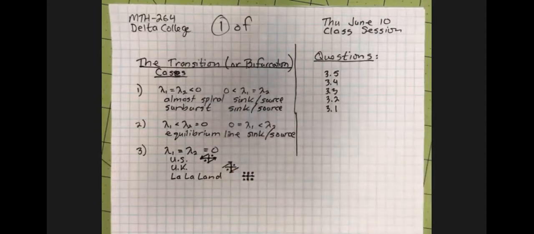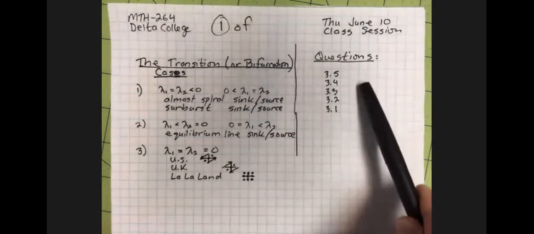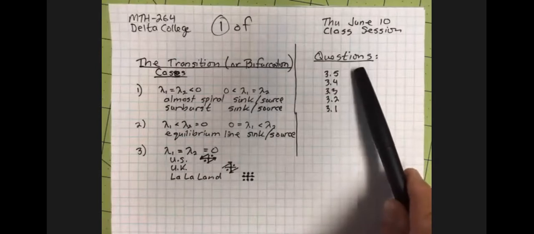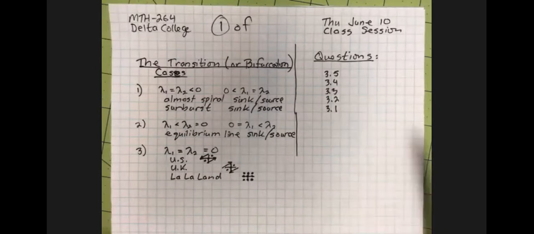And today we get to accomplish some really nice things near the end of Chapter 3. We are going to finish our classification of all first-order linear systems, two-dimensional first-order linear systems. And then we'll do some samples of any question you like here. I'll let you toss in some questions you want to see.